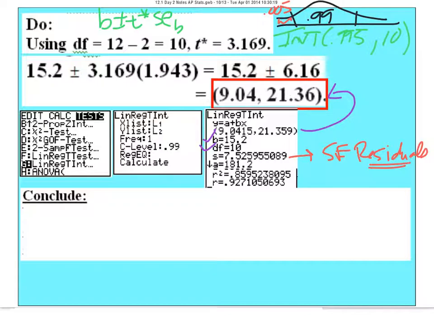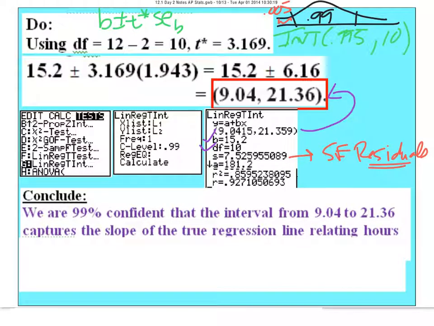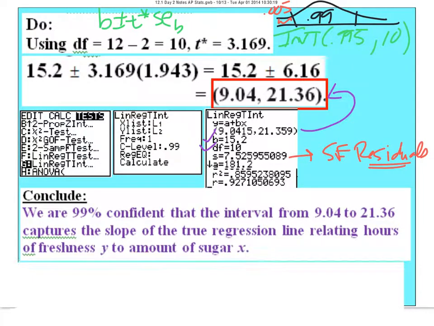Let's make a conclusion. We can say we're 99% confident that the interval from 9.04 to 21.36 captures the slope of the true regression line relating hours of freshness y to the amount of sugar x.